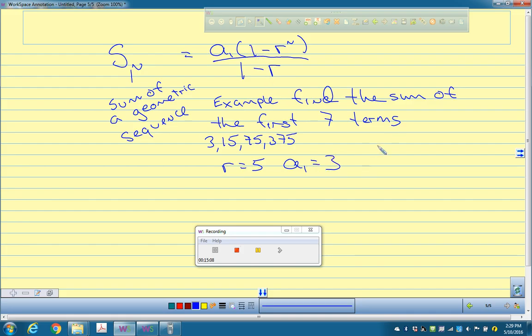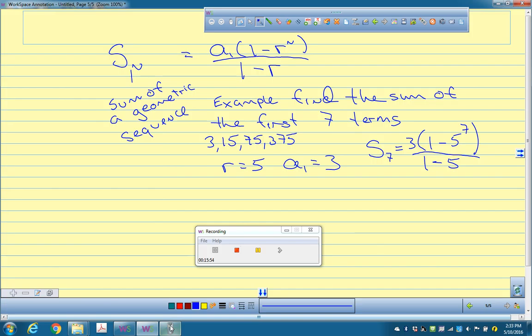Okay? So plug and chug. We'll call this S of 7, or S sub 7, meaning the sum of the first 7 terms, is equal to the first term, which is 3, times (1 minus 5 raised to the 7th power), divided by 1 minus 5. You can do a little bit of algebraic simplification. What you cannot do is go 1 minus 5 and raise it to the 7th power. So you have to follow the correct order of operations.